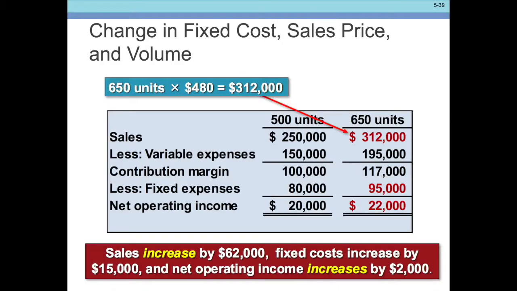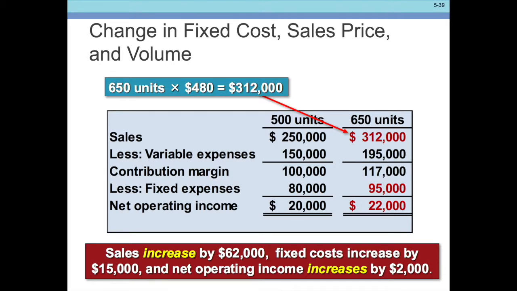And clearly the math is not the question. You just have to organize yourself to put the numbers in. So in this case, we have an increase in the units from 500 to 650. That's going to be an important factor. Obviously, we have more units, so we have higher variable expenses, which gives us a higher contribution margin.